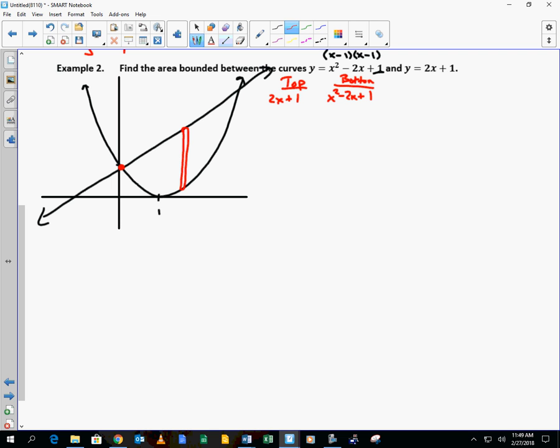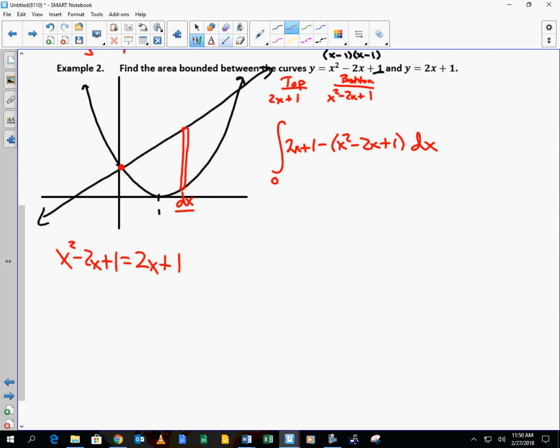Okay. You see you have that vertical rectangle. The width is dx. That means everything needs to be in terms of x. So we have 0. Our top is 2x plus 1. We're going to minus x squared minus 2x plus 1 dx. I need to find that other bound that sits on top there. So in order to find that other one, I'll set the two equations equal to each other through substitution. x squared minus 2x plus 1 is equal to 2x plus 1.